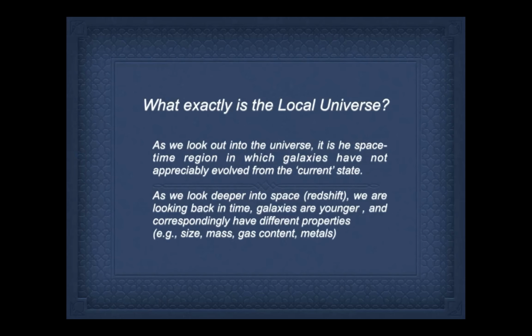And as you know, as you look deeper into space, you're looking back in time, and you're looking at a younger universe, and galaxies have different properties. They were smaller, they were probably warmer, hotter, they had less mass. Their gas content was higher. Their metals were lower, because they're just starting to build. And so what we see today in the Milky Way and in Andromeda, they've evolved for a long, long time. And so when we study the local universe, we're saying, the current state of things.